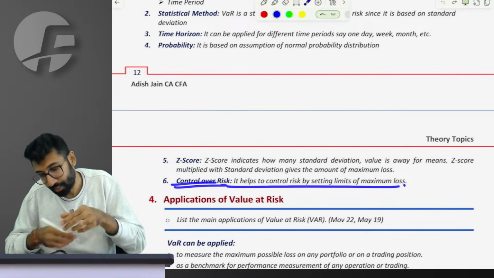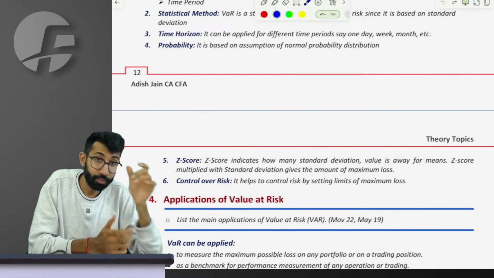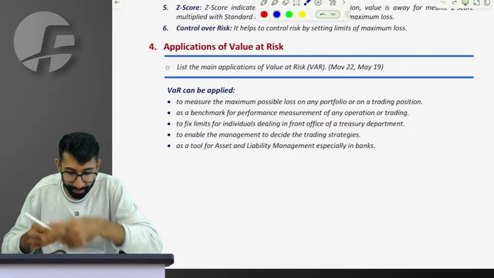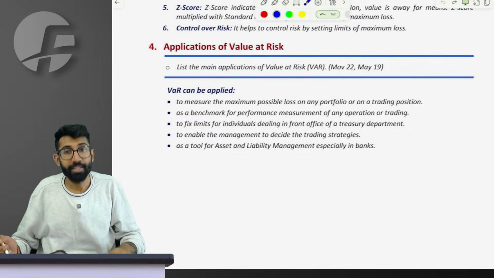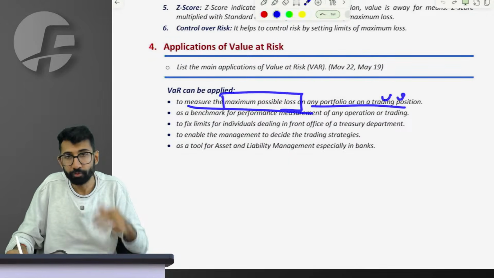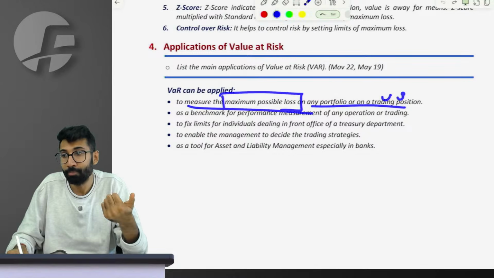Control over risk, it helps you to control the risk. Because once you know the maximum amount of loss, the value which is at risk, you are able to control it. Next is the application of value at risk. You calculate it. What is the application? It measures the maximum possible loss. So first, VAR measures the applicable maximum loss.